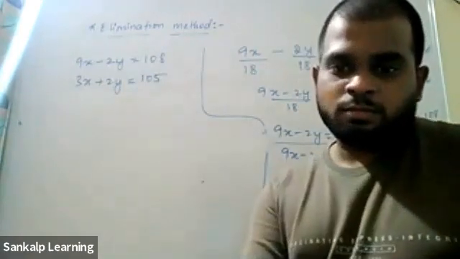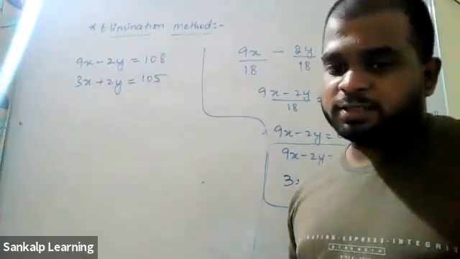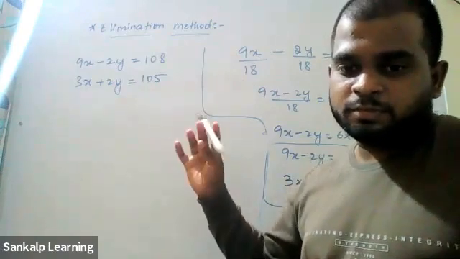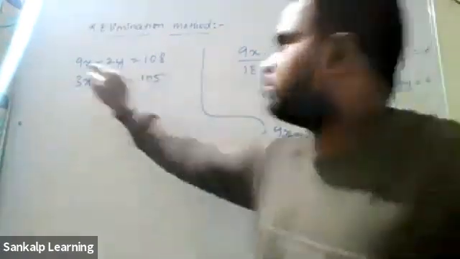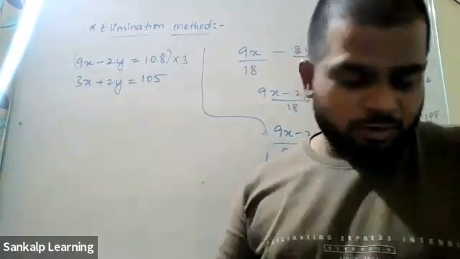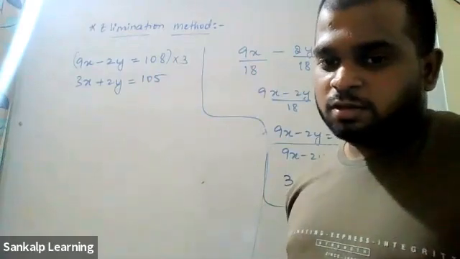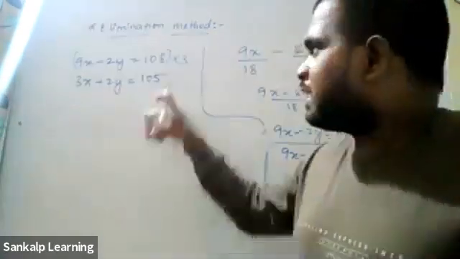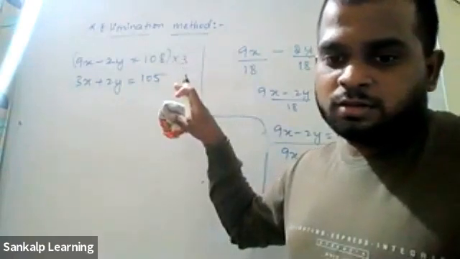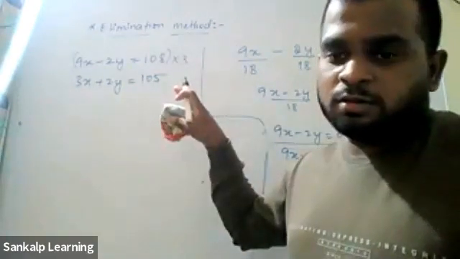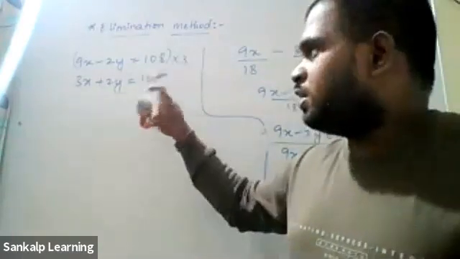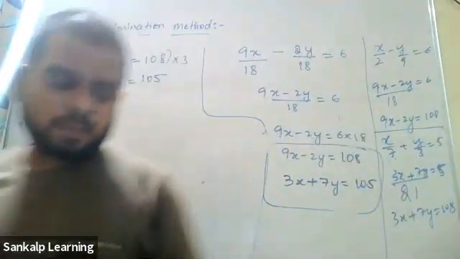So 27x. How did you get 27x? How did 9x become 27x? I multiplied by 3. Very good. So you have to multiply by 3. Why did you multiply by 3 here? Sir, can I say, sir? No, I know it. Like Charan, Sir.